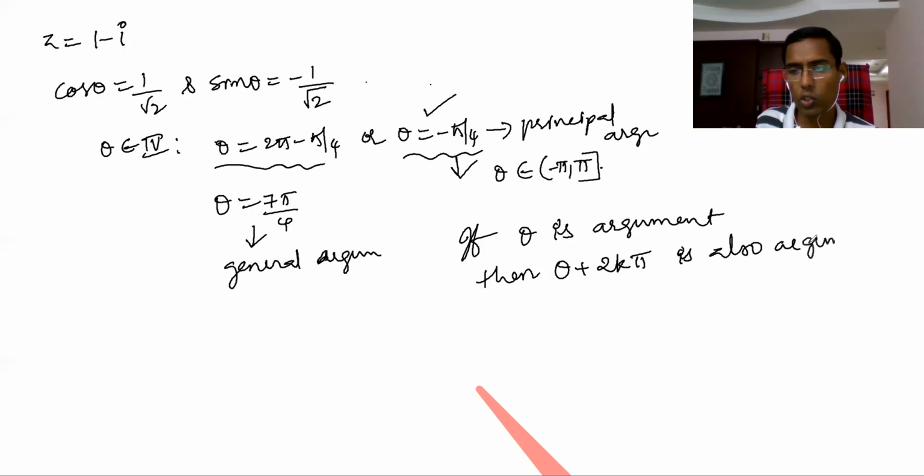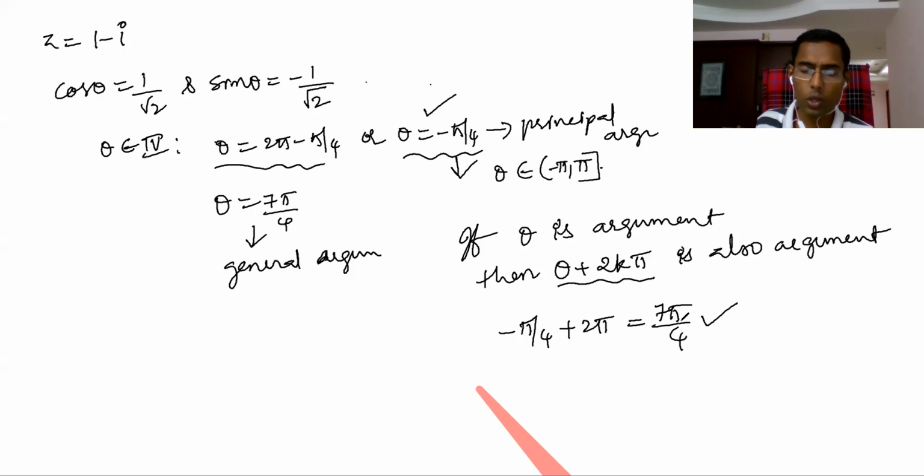This is very clear, I think, because for minus pi by 4, if you add 2 pi, 4 pi and so on, what do you get? This only, no? 7 pi by 4. You get this one. This is also an argument. If you add 2 pi, it is again an argument only. They are all arguments only. So this is what it is about the argument.